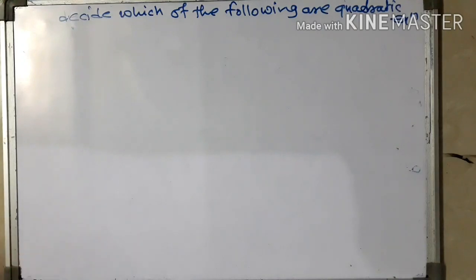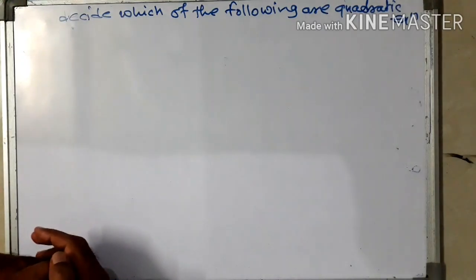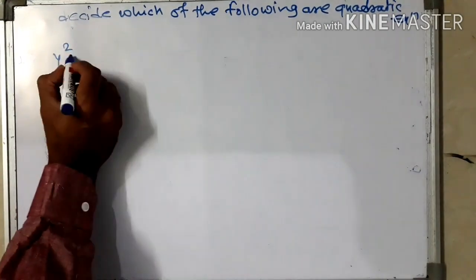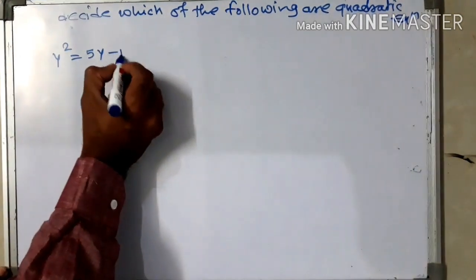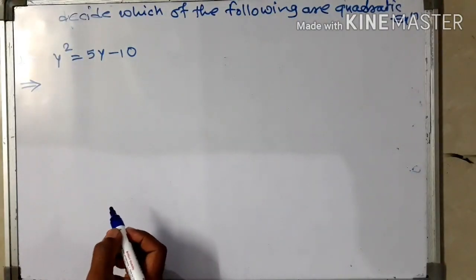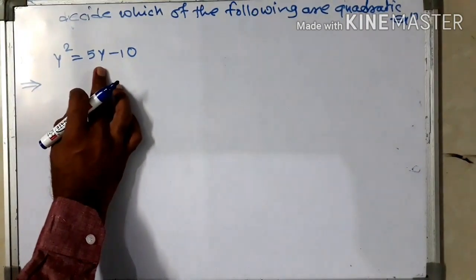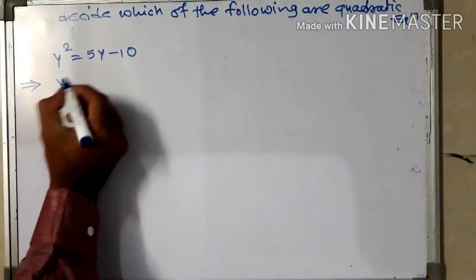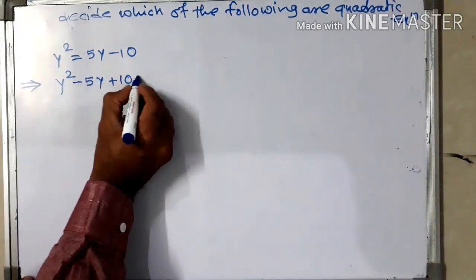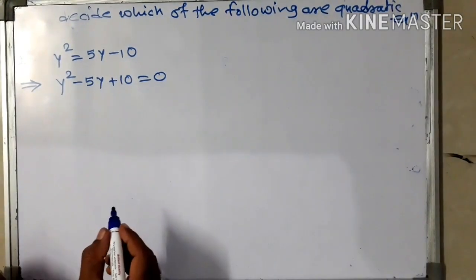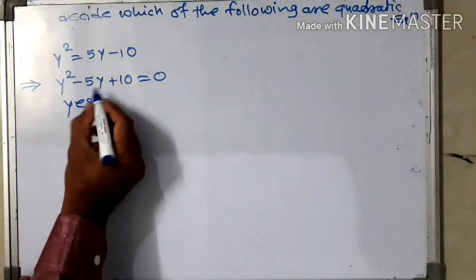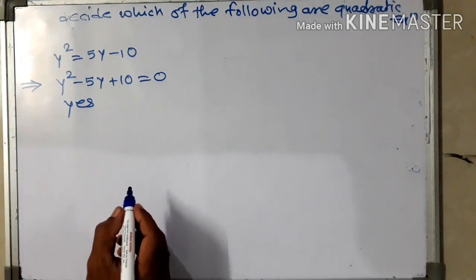Now there is a question: decide which of the following are quadratic equations. First example is y square equals to 5y minus 10. First we should put that equation into the standard form of a quadratic equation. y square minus 5y plus 10 equals to 0. Here the degree of that polynomial is 2, so it is a quadratic equation. Yes, that equation is a quadratic equation.